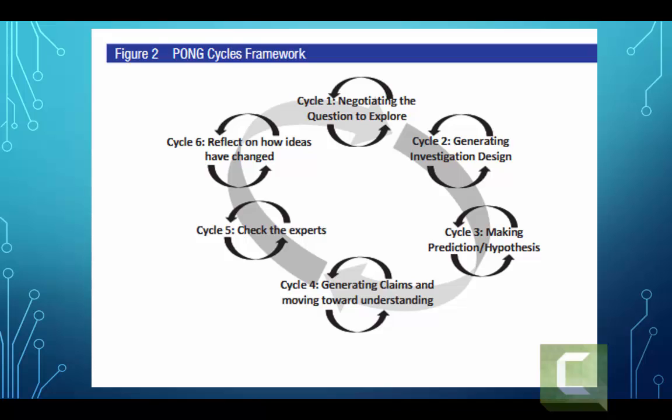This PONG Cycles framework looks a little bit different when you're including everything. Within this PONG cycle, there are 6 mini cycles. The first mini cycle is negotiate the questions to explore, and then we continue on generating investigation designs, making a prediction, a hypothesis, generating claims, and moving toward understanding, checking with the experts, and then finally the last cycle is reflect on how ideas have changed.